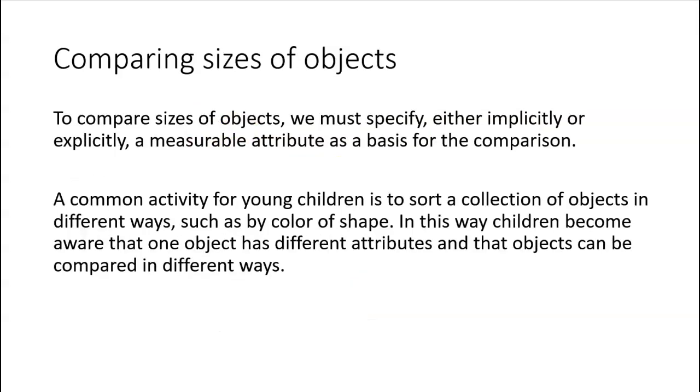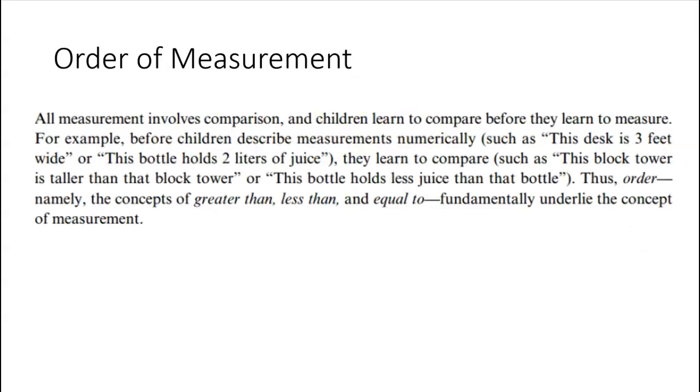So when we compare sizes of objects, as you just saw, we must specify a measurable attribute. We can't just say what's greater. A common activity for young children is to sort a collection of objects in different ways, maybe by color, by shape, and that way they become aware that one object has different attributes and that objects can be compared in different ways.